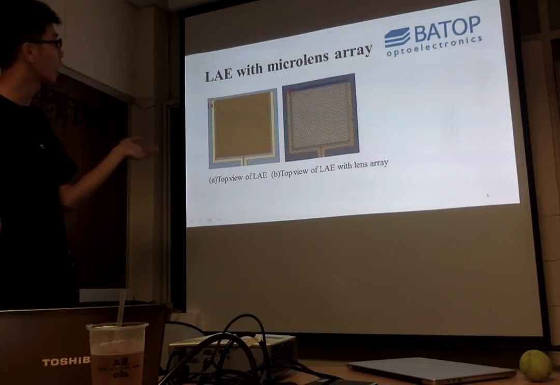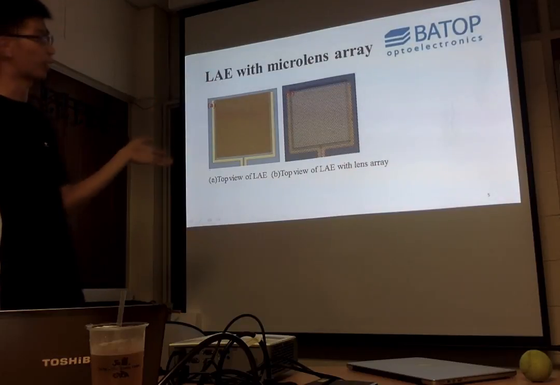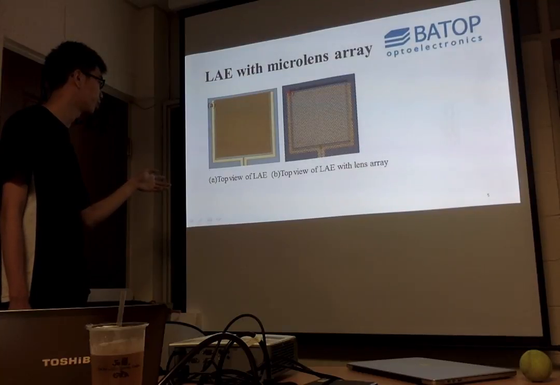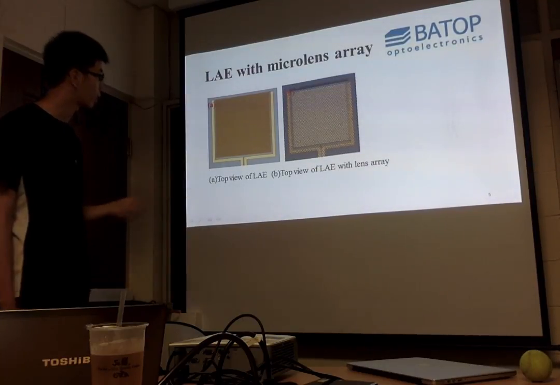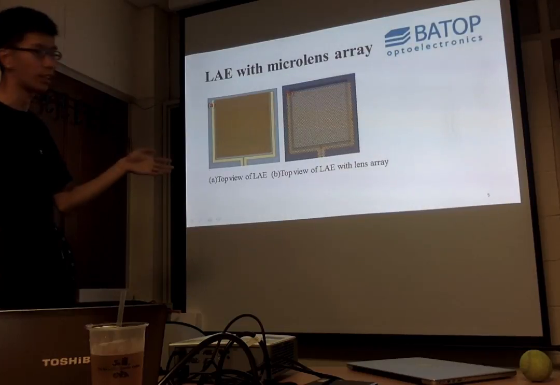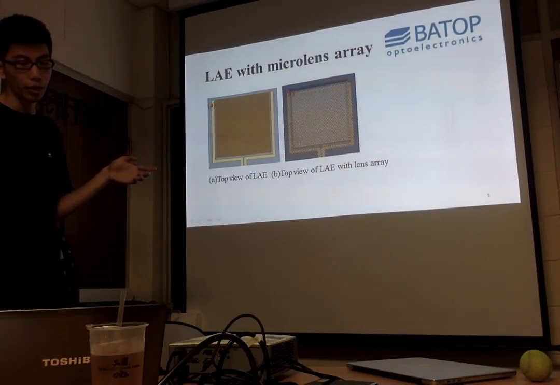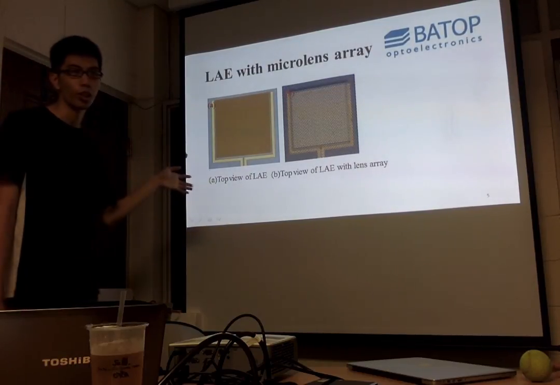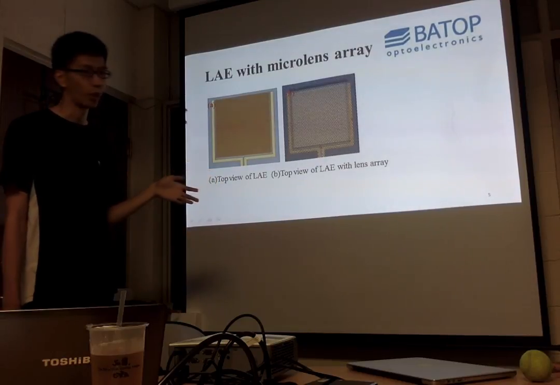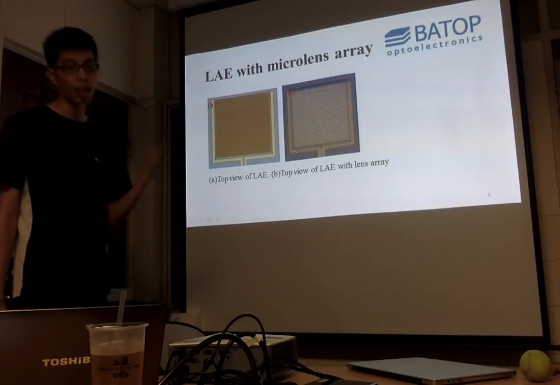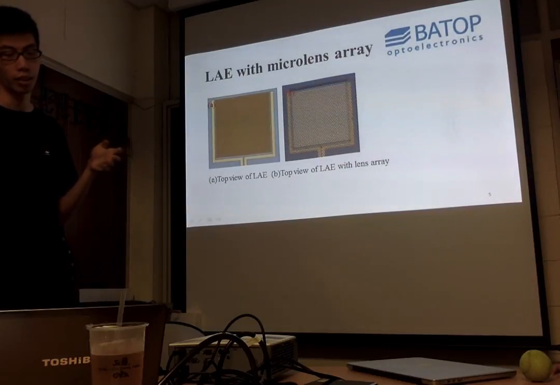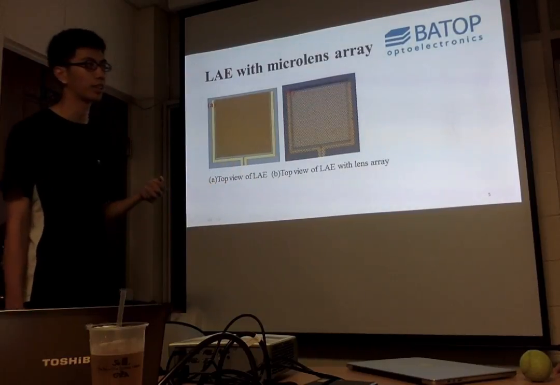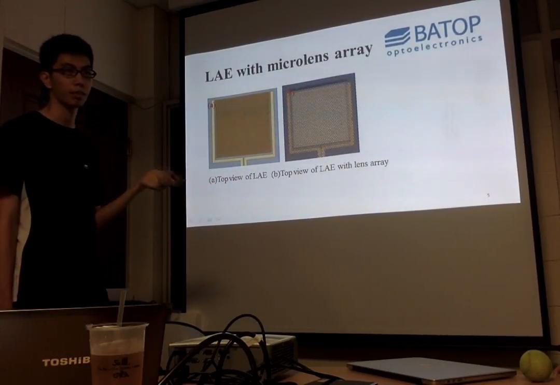This is a product of Batop. Batop is a company. Figure A is the top view of the large area emitter, and B is the top view of the large area emitter with a lens array. The second gap is covered by a metal mask. The lens array is a concave lens array.